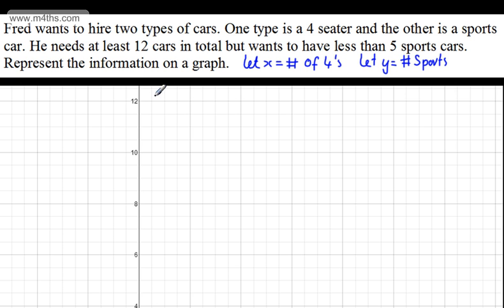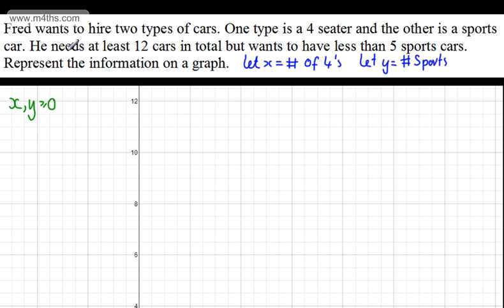What I'm going to do is pick the information out from here and then go ahead and graph it. The first thing I can say now is that x and y must be at least 0. This is what we call a non-negativity constraint. I can't have minus 10 4-seater cars. So both of these have got to be at least 0. So the number of 4-seaters and the number of sports cars must be both at least 0.